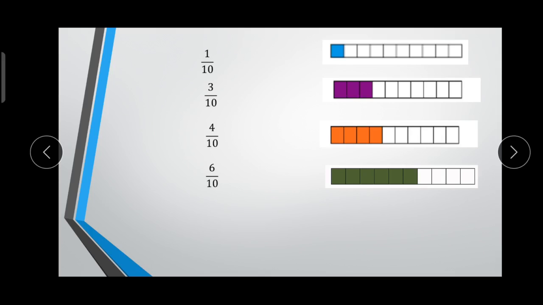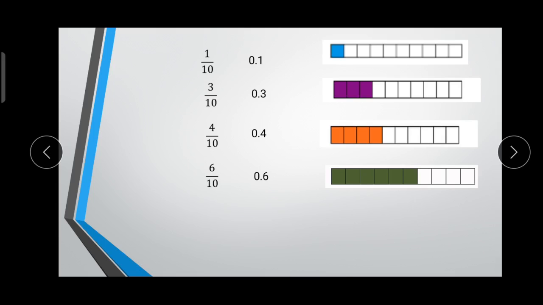Okay, so how can we write these fractions as decimals? Now let me show you. 1 by 10 can be written as 0.1. Yes, and similarly 3 by 10 can be written as 0.3. Similarly 4 by 10 can be written as 0.4. Similarly, 6 by 10 can be written as 0.6.